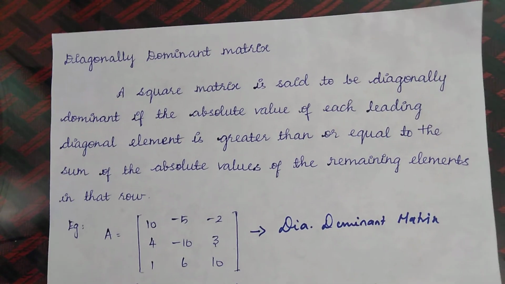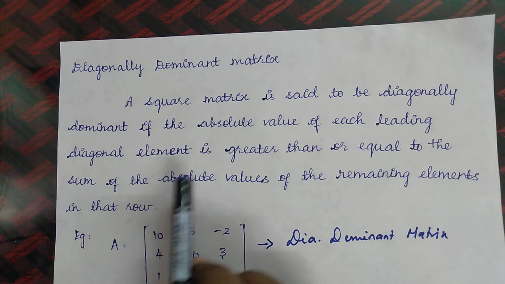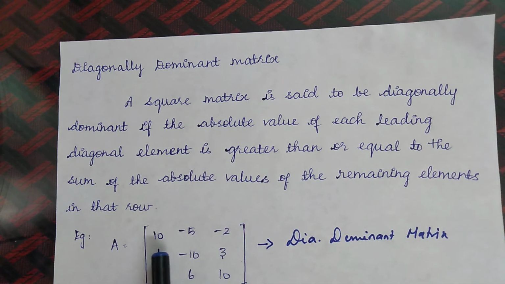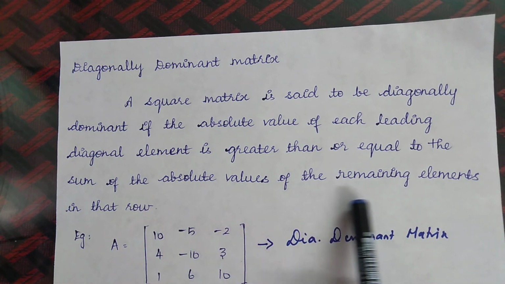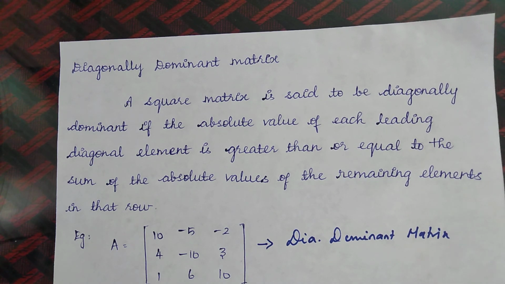So this is very important under the first unit. The property is called the diagonally dominant matrix. When can we say that a matrix is diagonally dominant? Each leading diagonal element is greater than or equal to the sum of the absolute values of the remaining elements in that row. Then only we can say that the matrix is a diagonally dominant matrix.